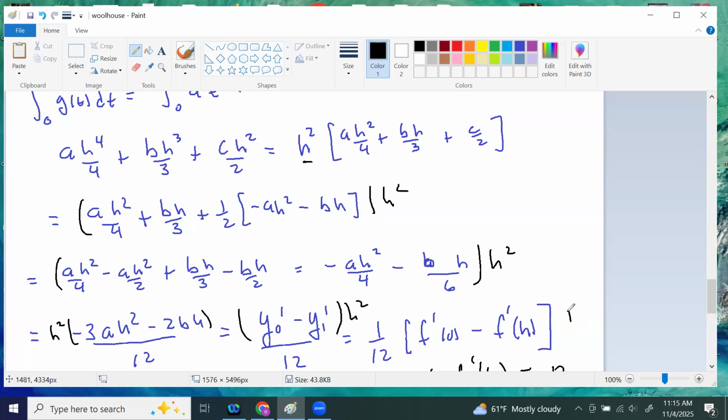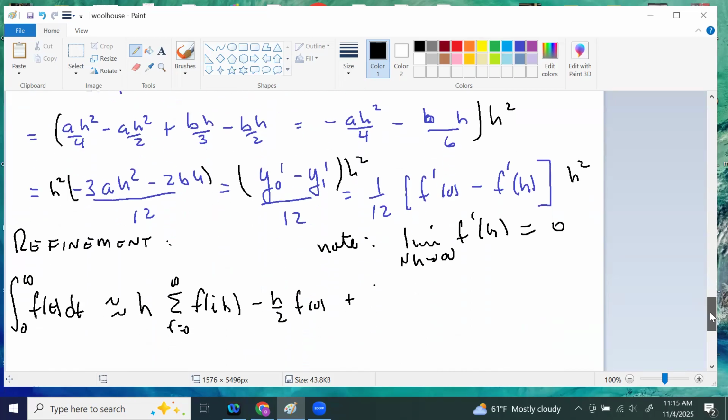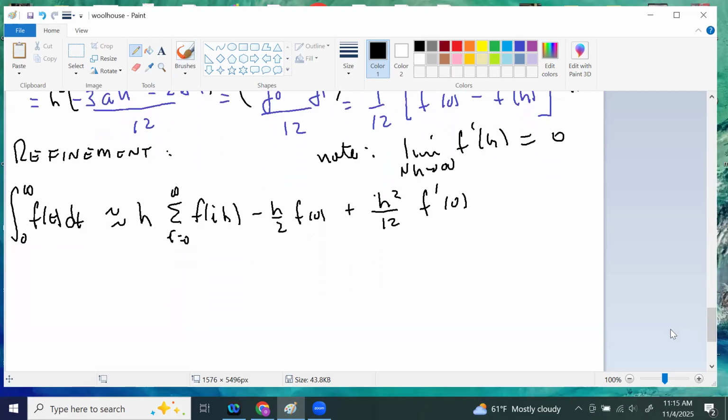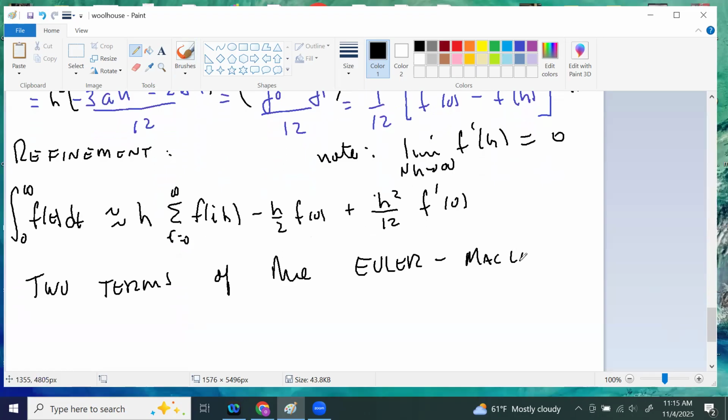Better do that here. That's important. And so it's going to be h squared over 12 times f prime of 0. Okay. So we do have, now this part right here, this is going to be the first two terms of the Euler-Maclaurin approximation, or I should say 3.